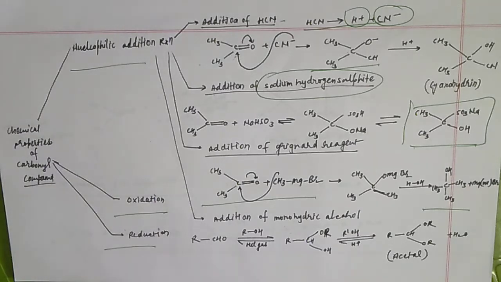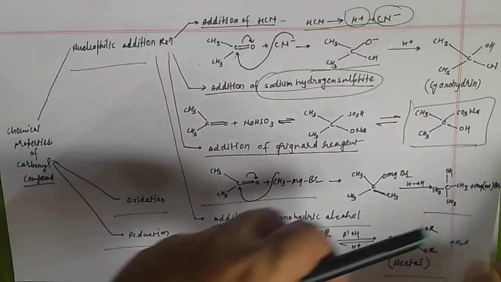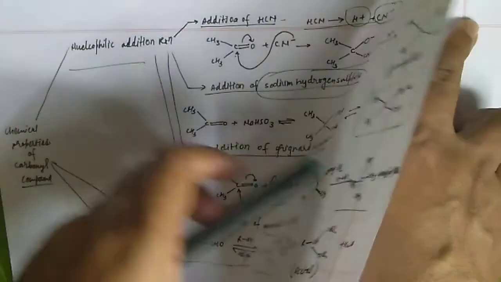Now the next one is the addition of monohydric alcohol. Okay, monohydric alcohol means a single OH group. So if you treat an aldehyde with ROH, it will give an intermediate, which again reacts with ROH to give the acetal. In acetal there are two OR groups. Okay, now let us move to other chemical properties.